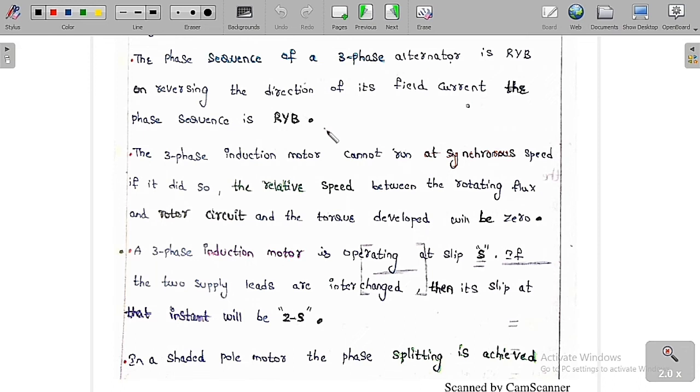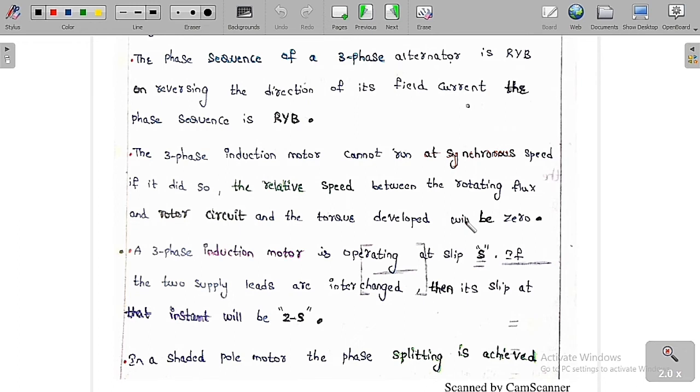The three-phase induction motor cannot run at synchronous speed. If it did so, the relative speed between the rotating flux and the rotor circuit would be zero, and the torque developed will be zero. So therefore, I already told you, Lenz's law is always going to tell you the effect is always going to oppose the cause.